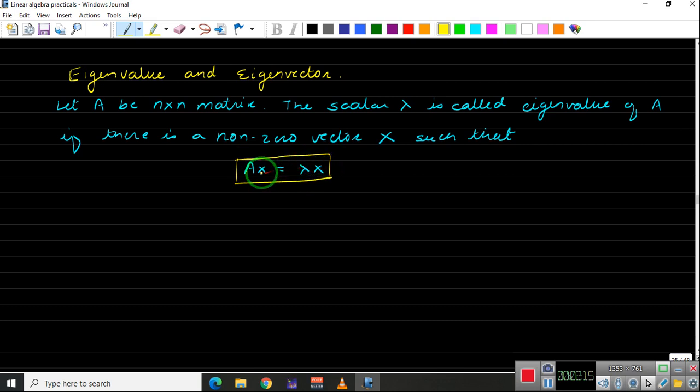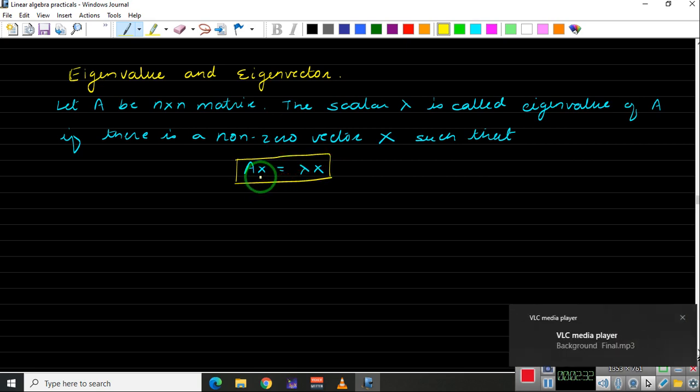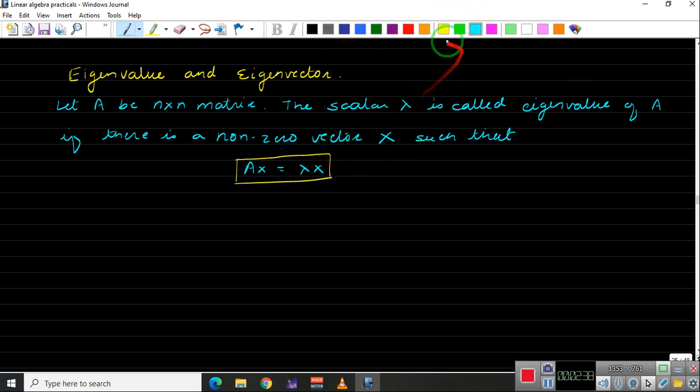You can see what will be the dimension, because A is an n by n matrix, right? And then what will be the dimension of this x? Of course, it's a column vector. x is a column vector. This lambda is a scalar, and again we have a column vector here. So we can think about the dimension of this column vector.